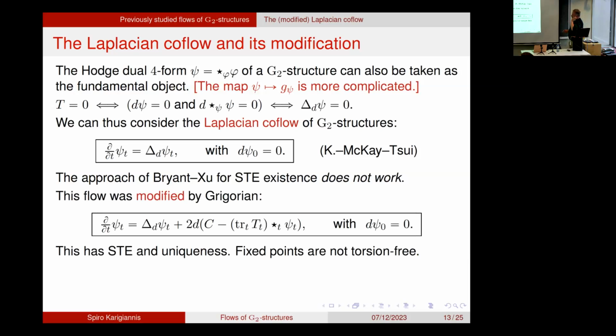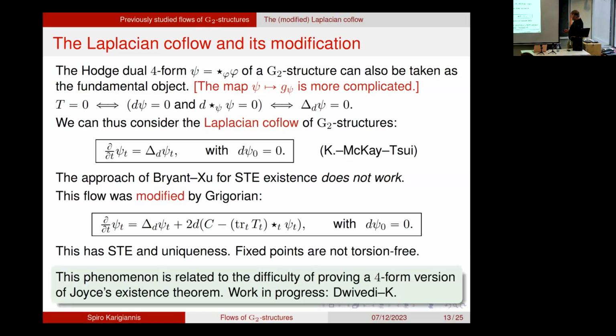But Sergei Grigorian modified this flow by adding this strange term to the right. And then this does have short-time existence and uniqueness. And the way that Bryant and Xu proved short-time existence will work here in this sense, right? You're saying I want to stay in the same cohomology class, and I want to flow by this, and this will preserve closedness of the 4 form. But now, even though torsion-free ones are fixed points, there may be other fixed points of this flow that are not torsion-free. So something strange is happening here.